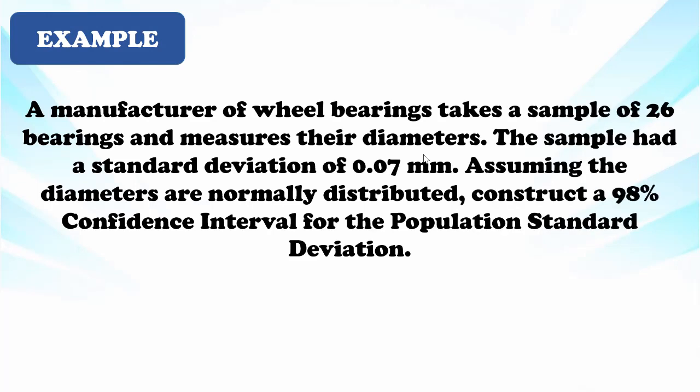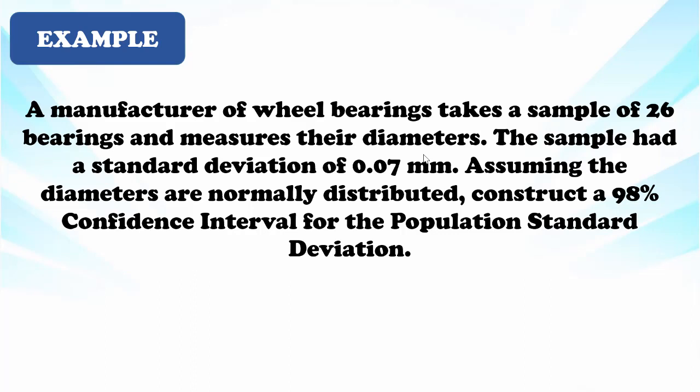A manufacturer of wheel bearings takes a sample of 26 bearings and measures their diameters. The sample had a standard deviation of 0.07 millimeters. Assuming the diameters are normally distributed, construct a 98% confidence interval for the population standard deviation.